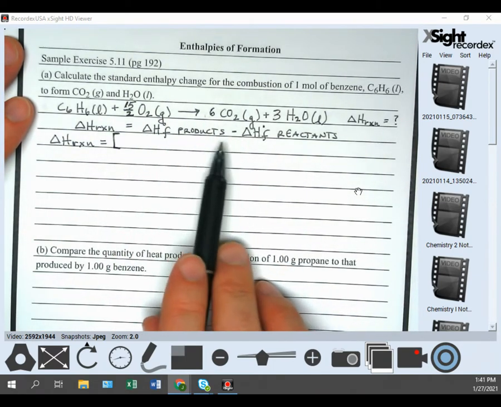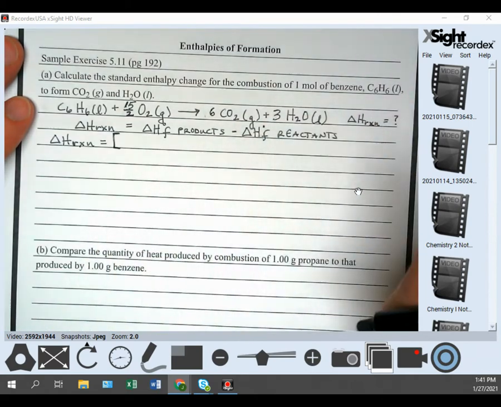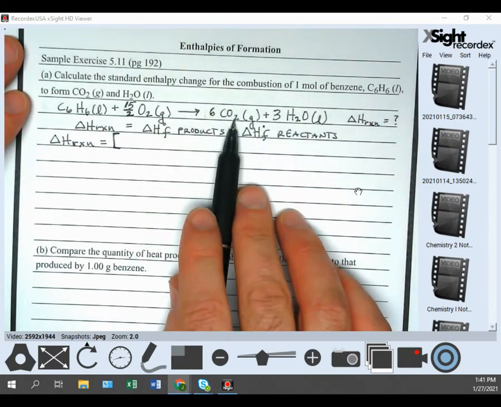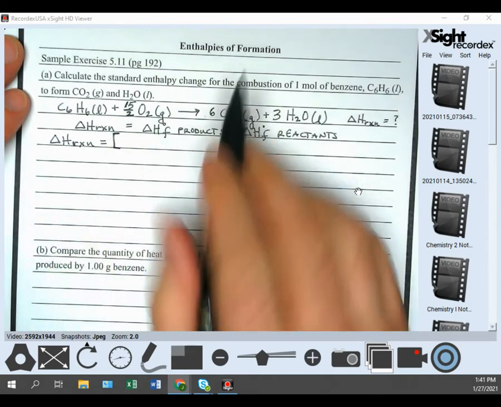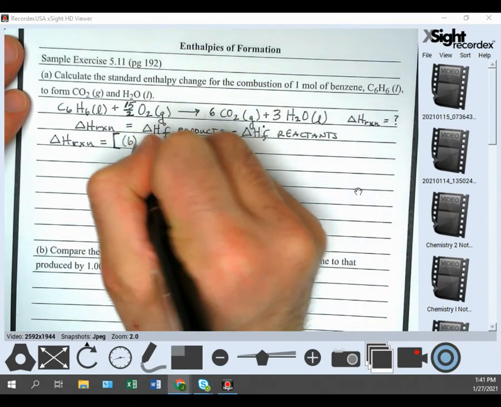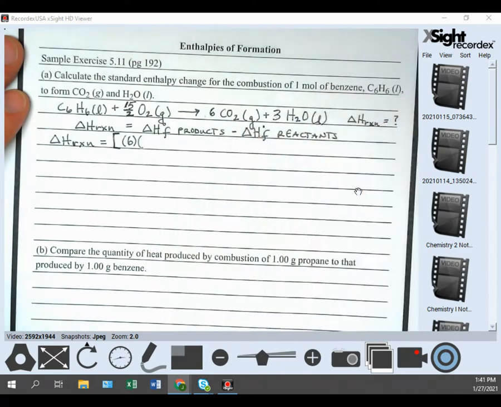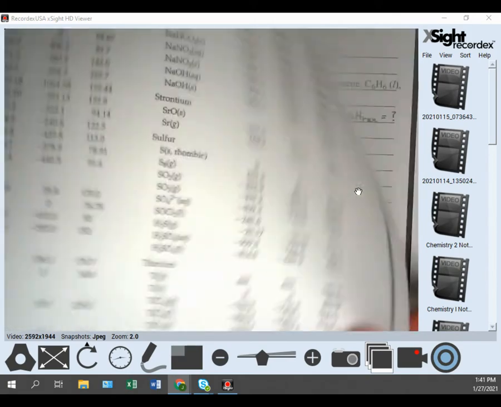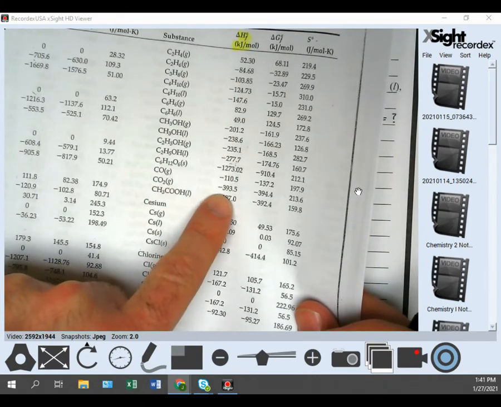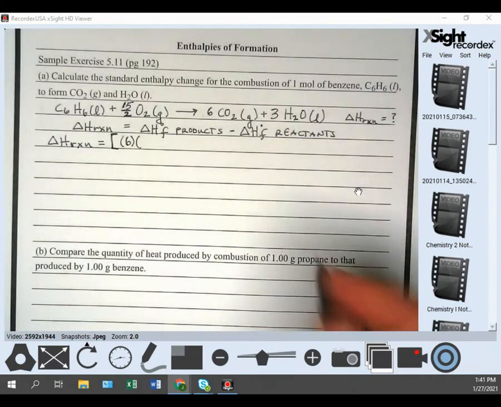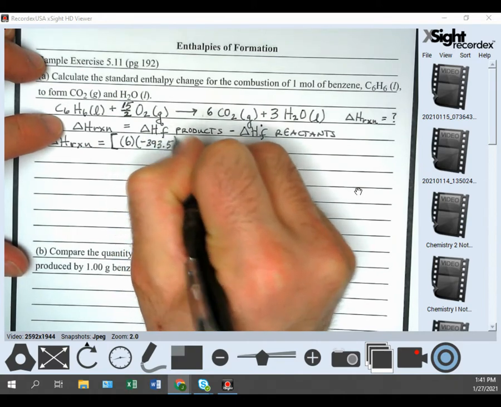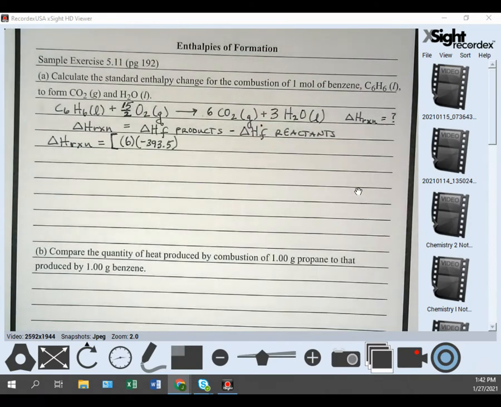Okay, so remember, it's coefficient times the delta H of formation. So what's my coefficient for my first product, for CO2? Product 6. There you go. So we got 6 times, now I'm going to look up CO2 gas on my packet sheet. So CO2 should be under carbon. Yep, there it is. CO2 gas, negative 393.5. So I put that in, negative 393.5. And really watch your signs, guys. That's what trips people up more than anything, to be honest.